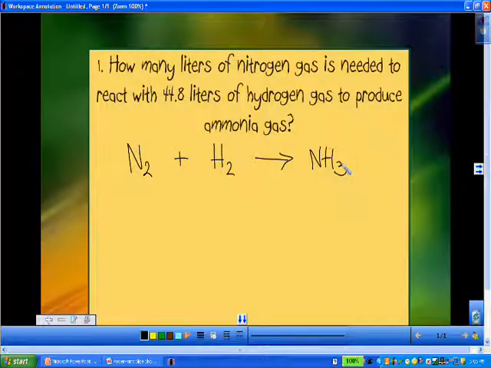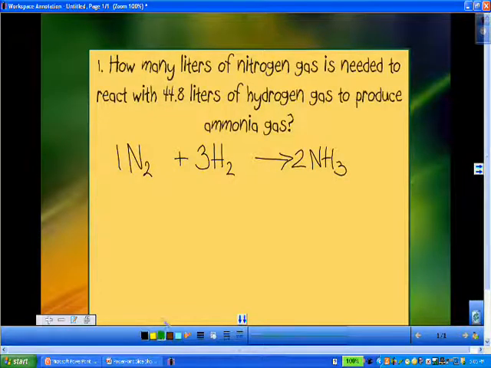Now that we've written the chemical equation correctly, we need to balance it. So you see we have 3 hydrogens here, only 2 there, and they begin balancing. Common denominator of 6. We also have 2 nitrogens here, only 1 here, so we'll place a coefficient of 2. So we have a ratio of 1 to 3 to 2. Now we can start looking at the setup for this problem.